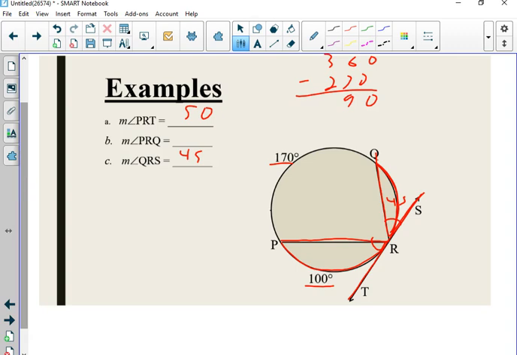We know this is 50. They form a straight line. 50 plus 45 is 95. Straight line is 180 degrees. Minus 95 is 85. 85 degrees. We will also learn in the next lesson how to find this angle even if we didn't have those two. We'll be doing inscribed angles in 7. There you go.